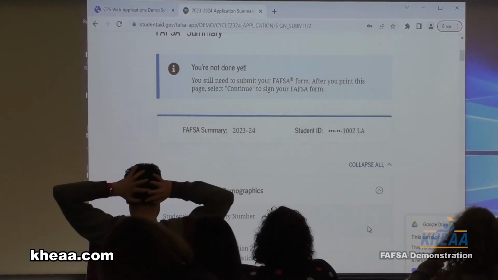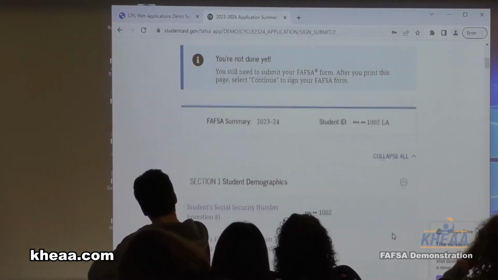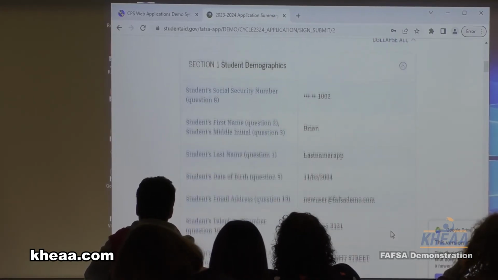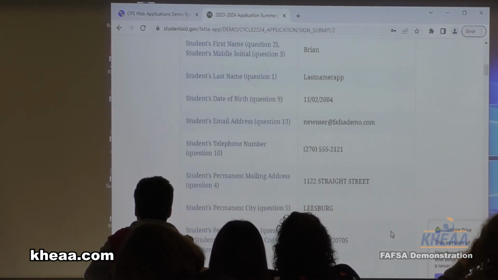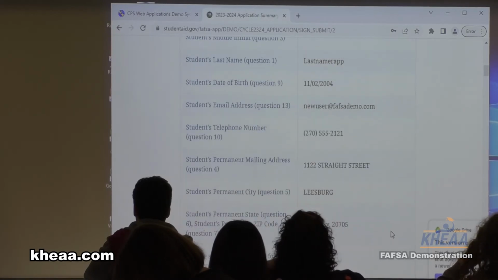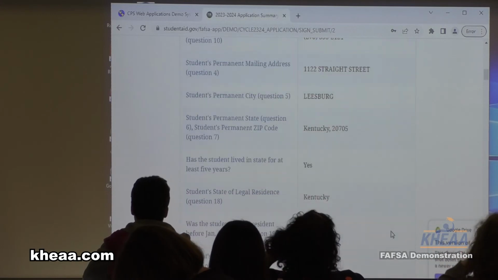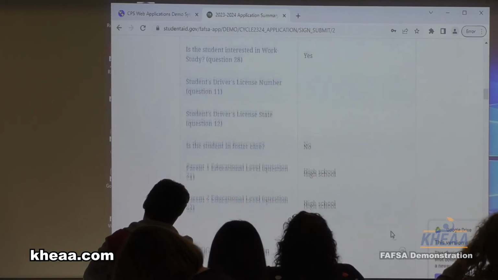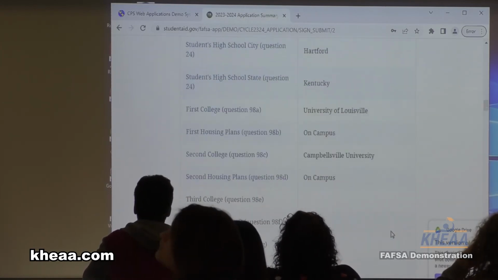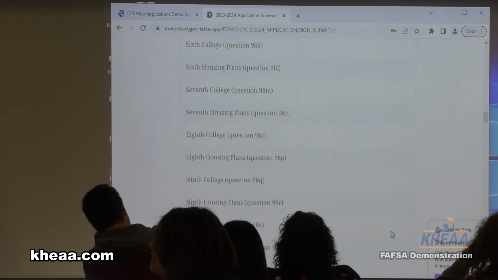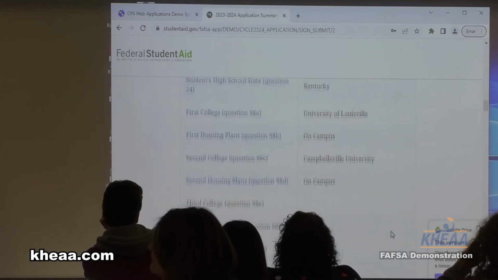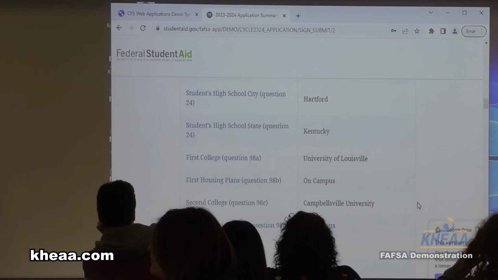However, this is a summary of the FAFSA, so this is what you'll see at the very end after you filled out every single thing on the FAFSA. So you should see your social security number, make sure that's correct. You'll see your name, your last name, your birthday, your email address, your phone number, make sure your address is correct on there, all that good stuff. And then when it comes to high school, make sure that's right. You can also see the colleges that you sent them to. If you wanted to edit those, you can just go in there and click it and edit.